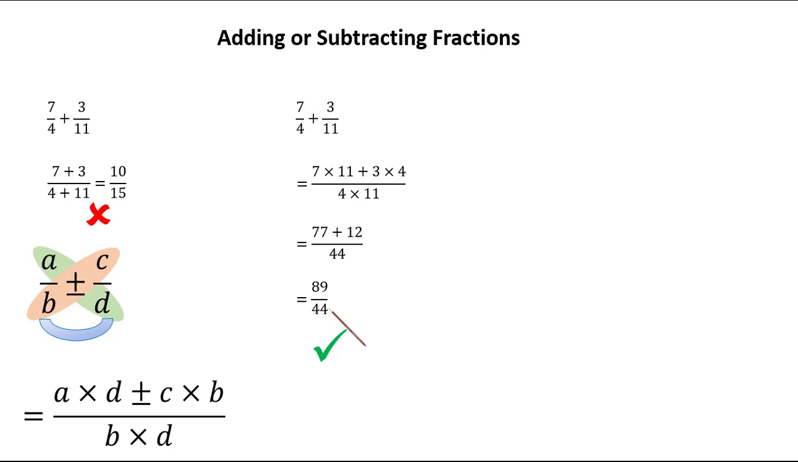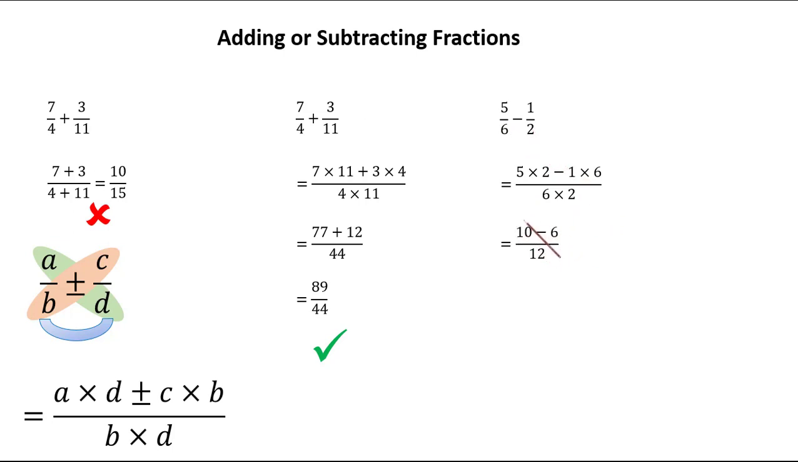Then try to reduce this to the lowest terms. If it is possible, do it, otherwise you have your final answer. Let us do another example. What is 5 upon 6 minus 1 upon 2? We're going to do the same thing: 5 multiplied by 2 minus 6 multiplied by 1, the whole upon 6 multiplied by 2.